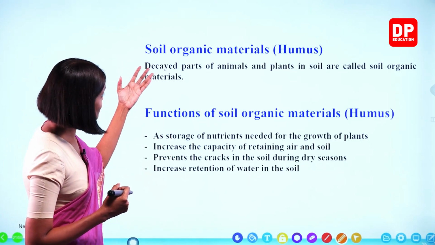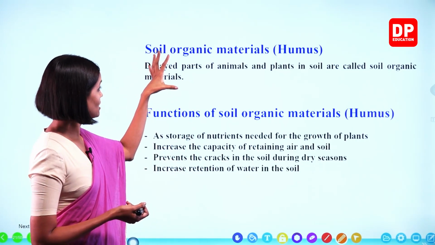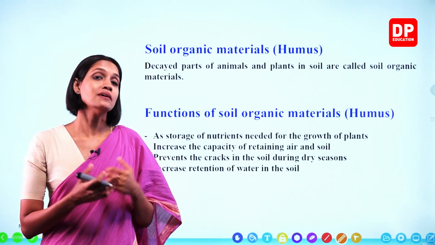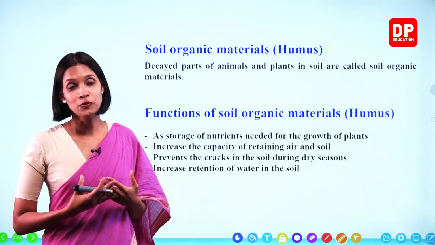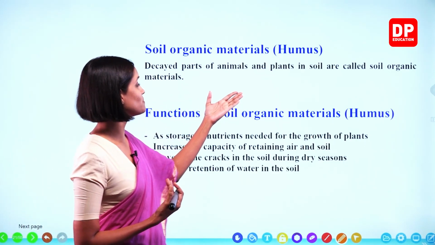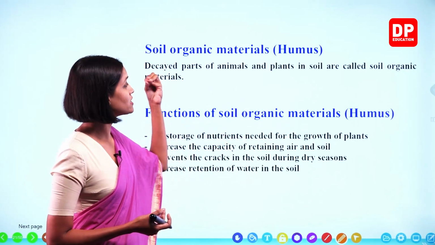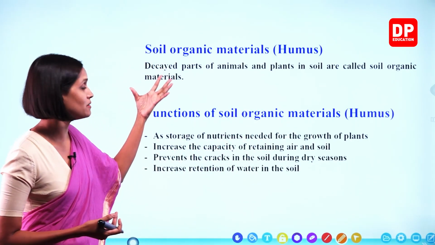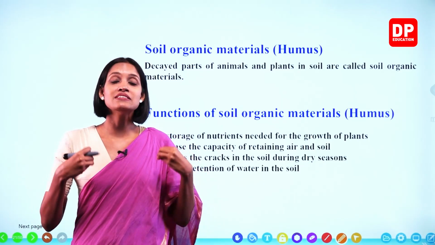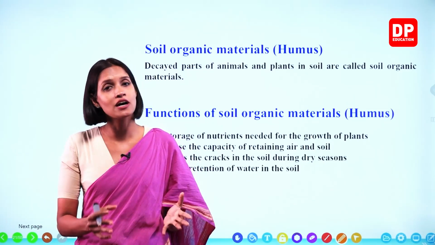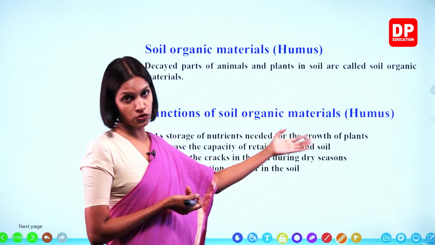So we already learned that these organic materials provide nutrients to soil. Whenever organic materials or humus is combined with soil, that type of soil can retain water very well, and can retain air very well. So what are the functions of soil organic materials? As storage of nutrients needed for the growth of plants. The dead bodies of plants and animals contain a lot of nutrients. As they decay gradually, these minerals, these substances are given to the soil. That is how the soil becomes rich. So, as storage of nutrients needed for the growth of plants.